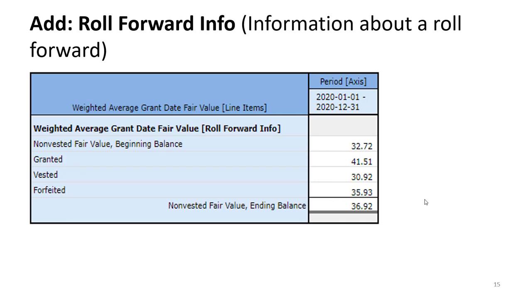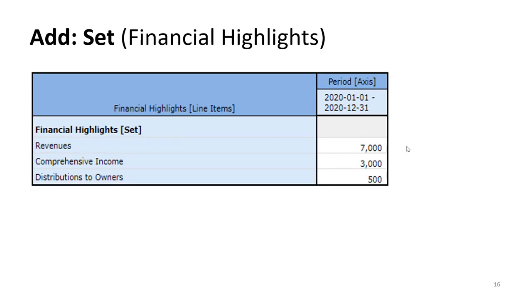The next pattern is a roll forward info. So basically, this looks like a roll forward, but it's really information about a roll forward. So you have a beginning and ending balance, but it's not really the balance. What it is, it's some sort of a ratio that is used to provide additional supplemental information that relates to a roll forward. So I'm not going to go into this in more detail, but that's what a roll forward info is.